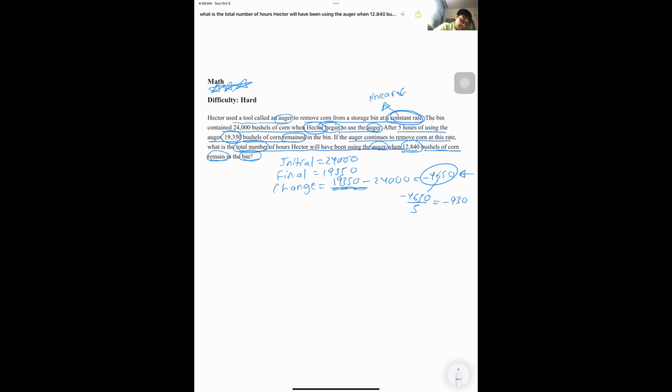So again, now we'll see another change from the initial amount. We'll find the second decrease, and this decrease is -11,160. So to find the number of hours, we divide this by -930 to get the hours it took to decrease at this constant rate. This is the rate, so we divide by that. So when we remove corn at this rate, what is the total number of hours? So it is 12 hours.